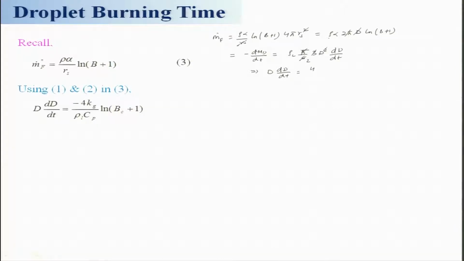In the alpha_L I can write k_g by C_p. So it is k_g by rho_L C_p ln(B plus 1). I call this C, basically due to combustion, just to make clear that it is not due to vaporization. B can be the same, B can be used for combustion and vaporization, right.